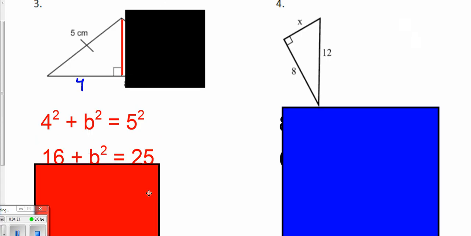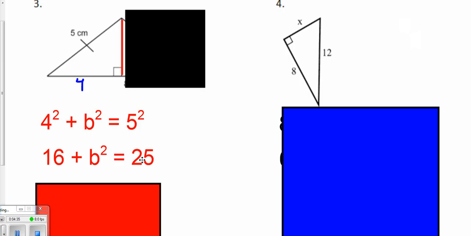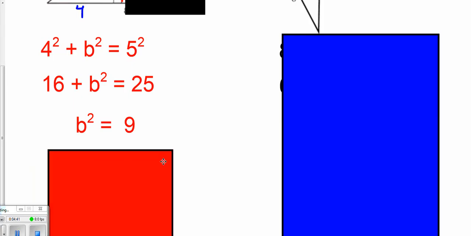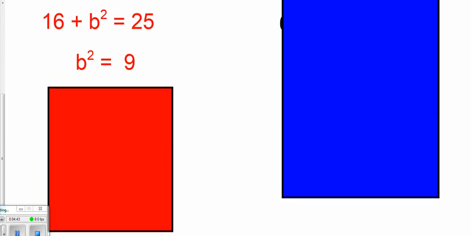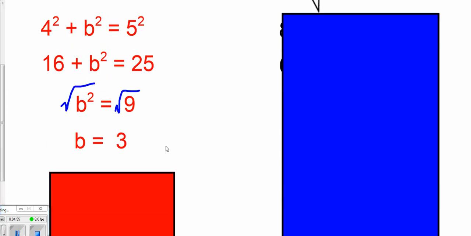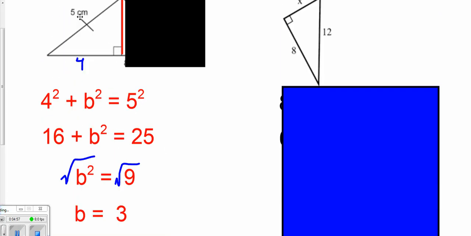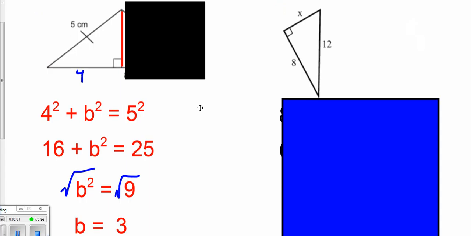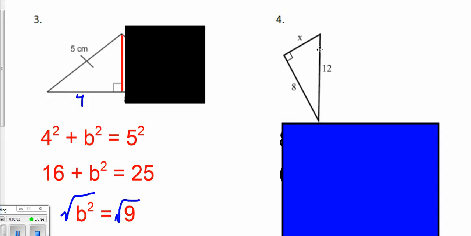So simplifying that out, 4 squared is 16, 5 squared is 25. So 16 plus b squared equals 25. We have to subtract 16 from both sides, and we get b squared equals 9. To get rid of that squared, we'd have to take the square root of both sides. Now again, normally we'd do positive or negative, but these are lengths, so we just want positive, so we'd say b equals 3. So if this is 5, this is 4, this one has to be 3. So everything fits. Example 4.